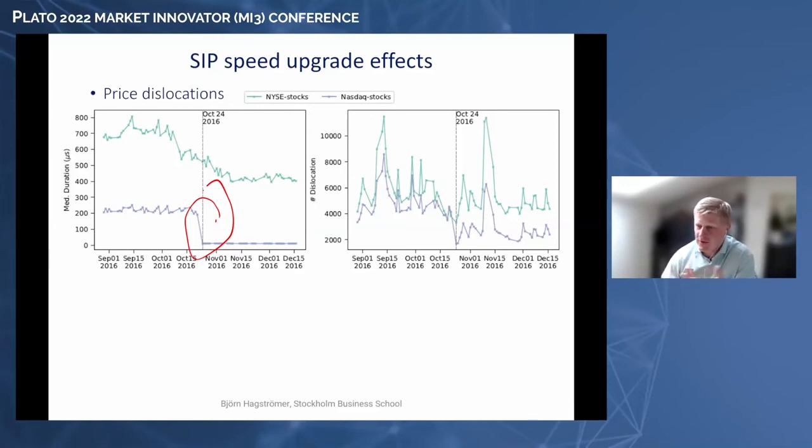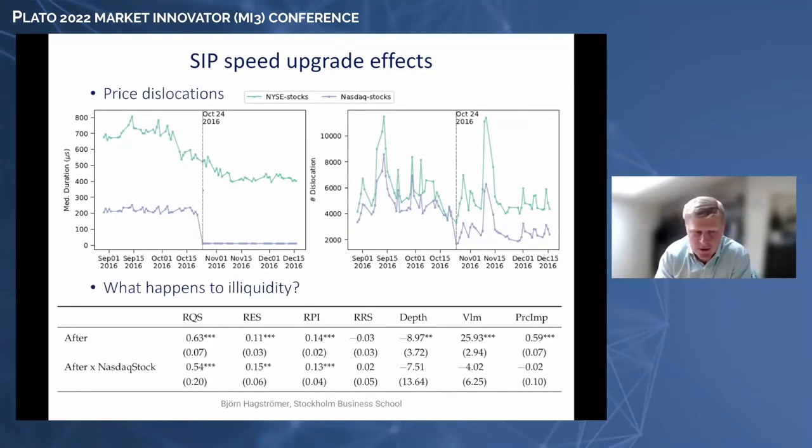And on the right-hand plot, we see that the number of such dislocations also goes down in a way that we could expect. So that's good. There's something going on in the event. And then what does this do to illiquidity? Here we see that there are significant coefficients on the spread measures. The quoted and the effective spread go up, and so does the price impact. And Shihao calculated that these changes are about 5% in relative terms. So it's not a huge change, but still interesting that illiquidity worsens when the speed is upgraded.